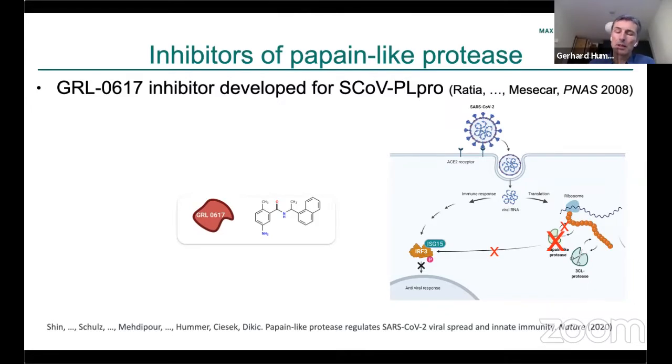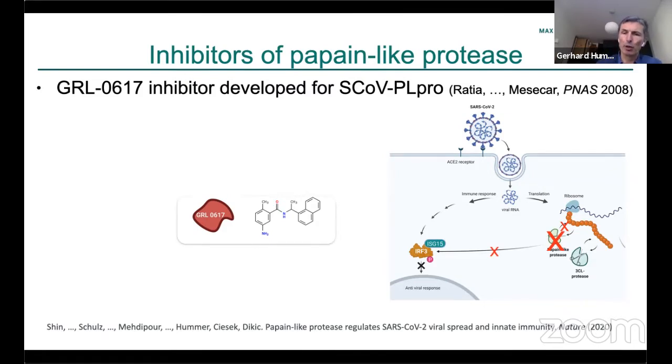Just as an important point to show that mechanism is not all we can do with MD simulations, I want to emphasize that MD is also a good tool leading us forward in the development of new therapeutics. So what our collaborators started out with is an inhibitor that had been developed for the papain-like protease in the Mesecar lab almost now 12, 13 years ago.